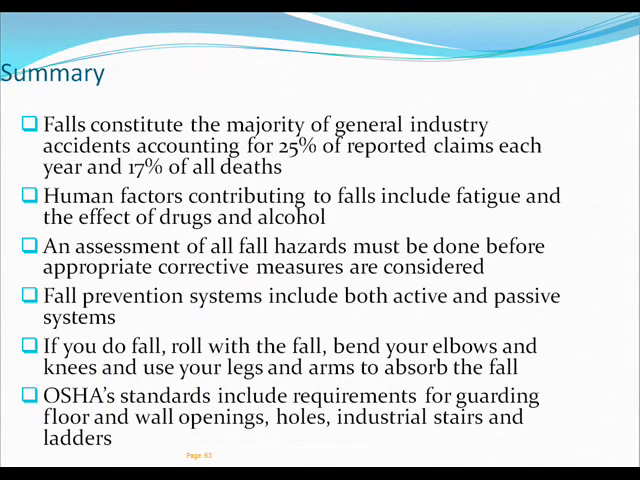Summary. Falls constitute the majority of general industry accidents, accounting for 25% of reported claims each year and 17% of all deaths. Human factors contributing to falls include fatigue and the effect of drugs and alcohol. An assessment of all fall hazards must be done before appropriate corrective measures are considered. Fall prevention systems include both active and passive systems. If you do fall, roll with the fall. Bend your elbows and knees. Use your legs and arms to absorb the fall. OSHA standards include requirements for guarding floor and wall openings, holes, industrial stairs, and ladders.